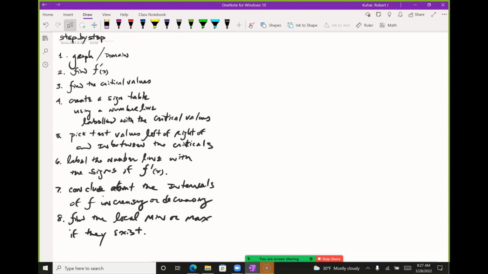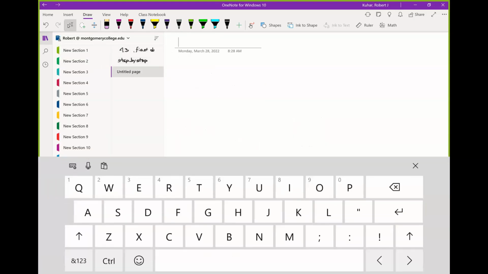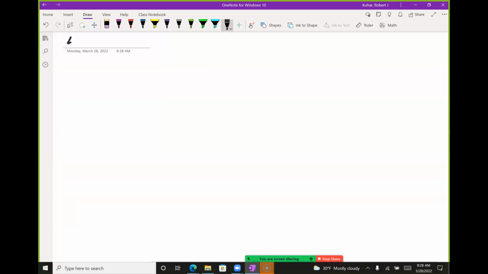This is 27. So I've got the function f of x equals x times square root of x plus 3. And I want to do a first derivative test here. So in general, for me, that means intervals of increasing or decreasing, local mins or maxes. So we want to get a nice sketch of this.